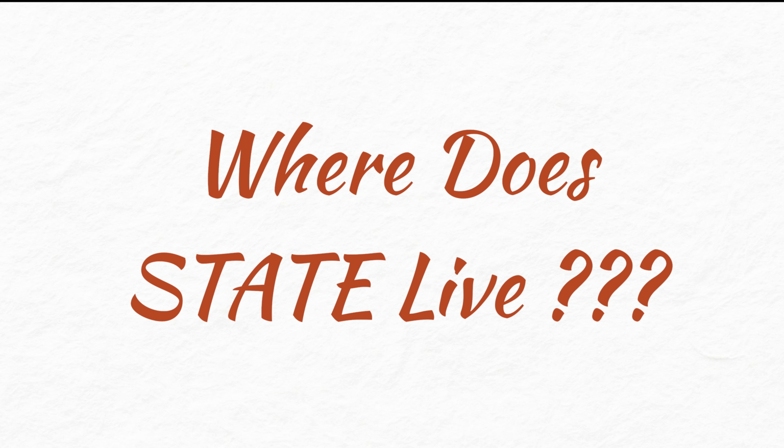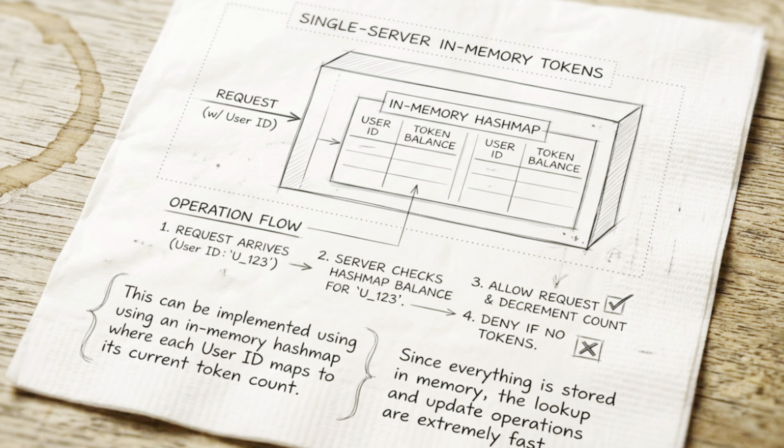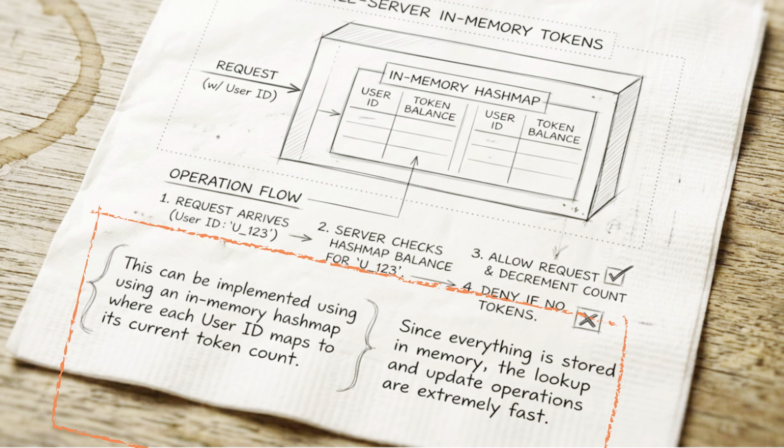Where does the state live? The algorithm is the easy part. State is the hard part. The first one is the single server. It can be implemented using an in-memory hash map where each user ID maps to its current token count. When a request arrives, the server checks the user's token balance, allows the request if tokens are available, and decrements the count. Since everything is stored in memory, the lookup and update operations are extremely fast.